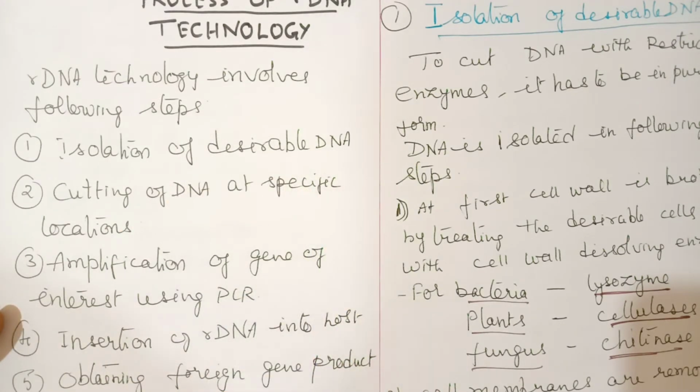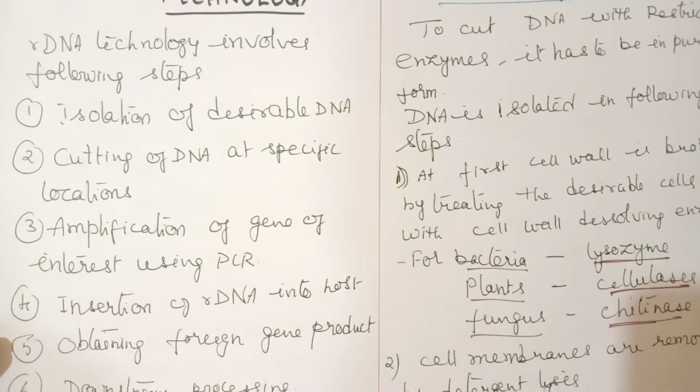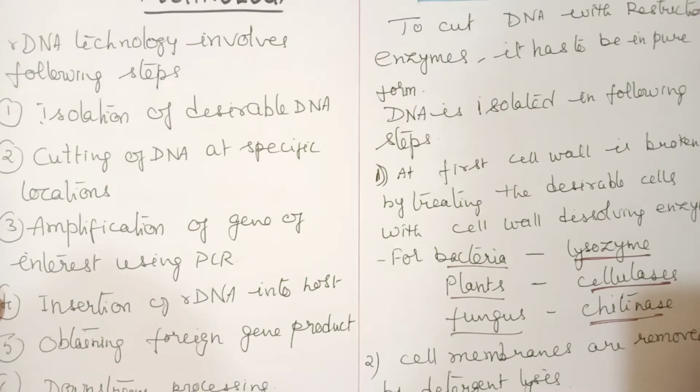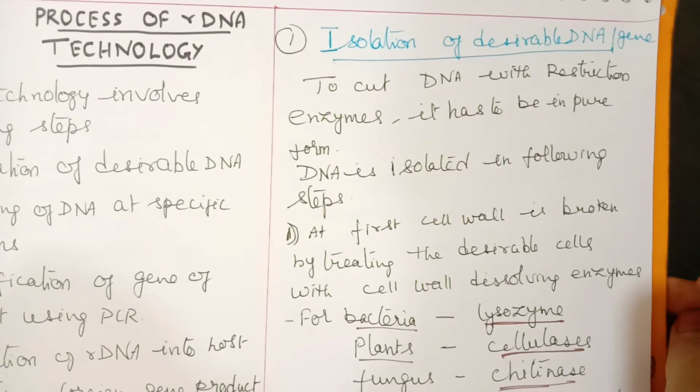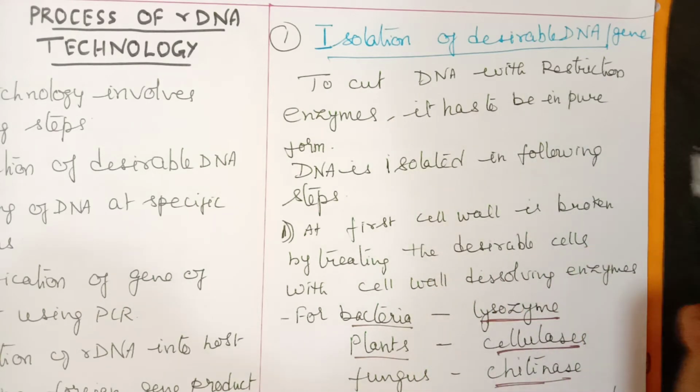Isolation of desirable DNA, then cutting of desirable DNA at specific locations, amplification of gene of interest using PCR, insertion of rDNA into host, obtaining gene product and downstream processing. These different steps I'll be discussing in detail, if possible in one video, or in 2 or 3 sessions, 2 or 3 videos. So now let us start with the first step, isolation of desirable DNA or a gene.